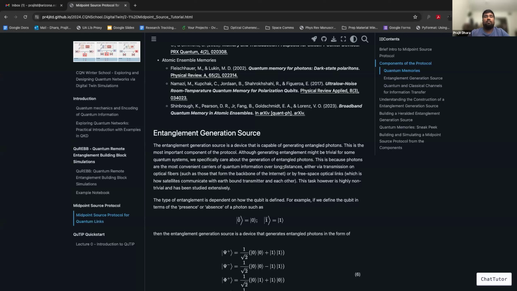But generating entangled photons is something that's not possible simply via linear optics in a deterministic fashion. You would have to look into specific nonlinear photonic interactions or nonlinear optical interactions to be able to generate photons that are entangled to one another. Also, the type of entanglement that you generate is heavily determined by what kind of encoding you choose.